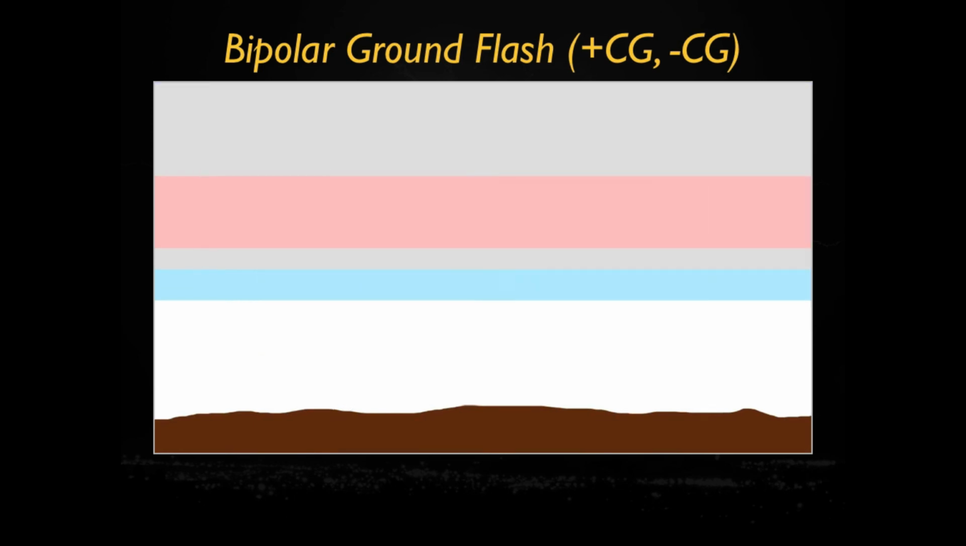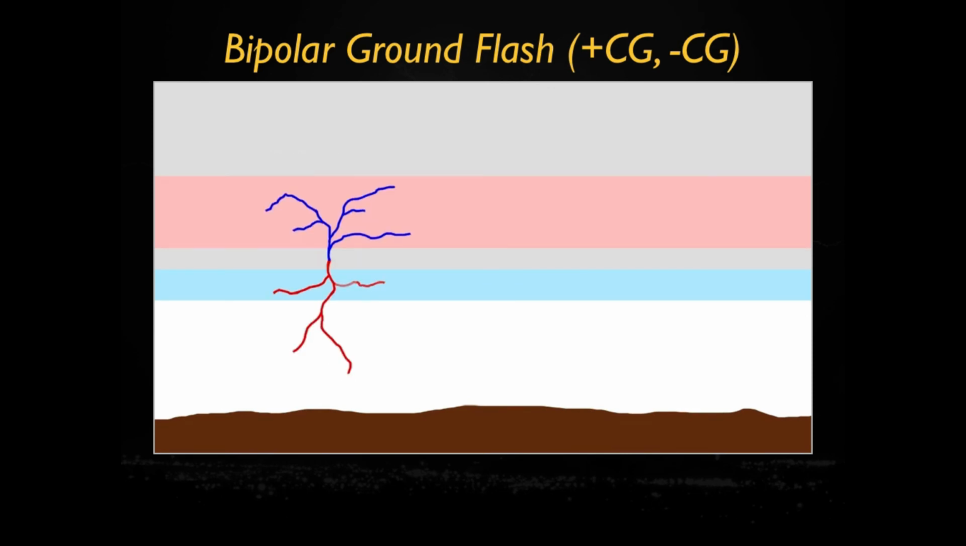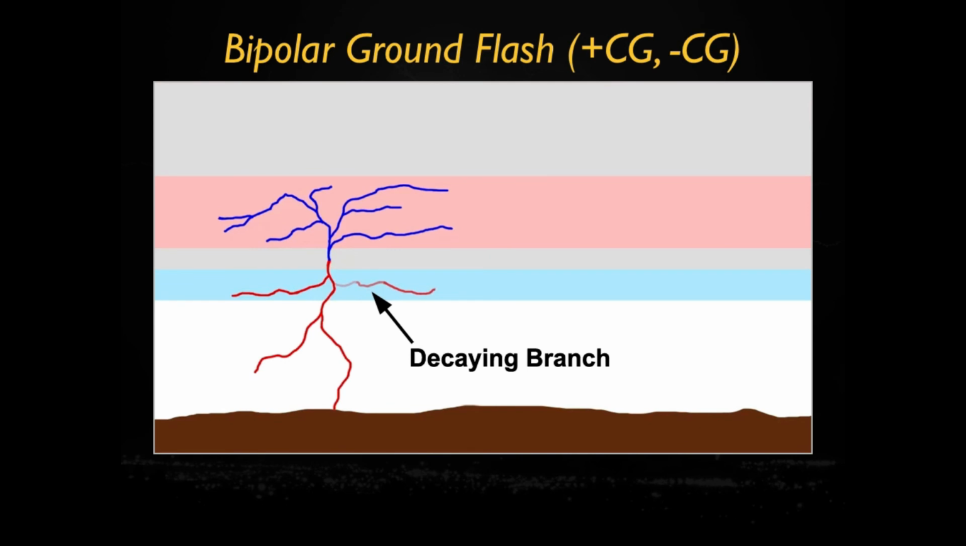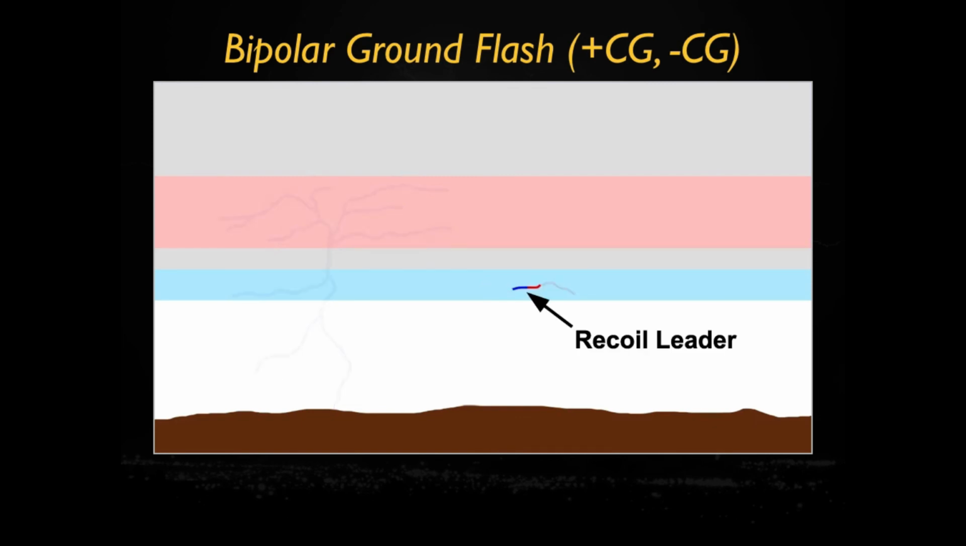So we'll take a look at that idea. We get the bipolar development, positive leaders coming down, and a decaying branch that is cut off from the return stroke channel fades. The positive leader continues independently and forms a recoil leader, and the negative end travels back to that main channel and propagates to ground, causing a negative CG return stroke in the same channel.